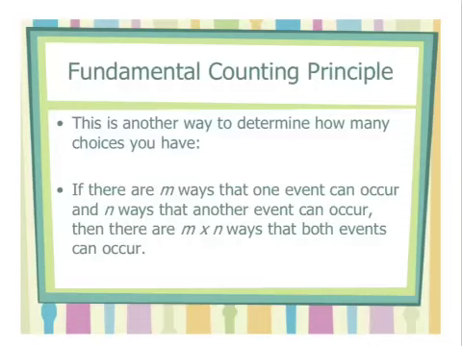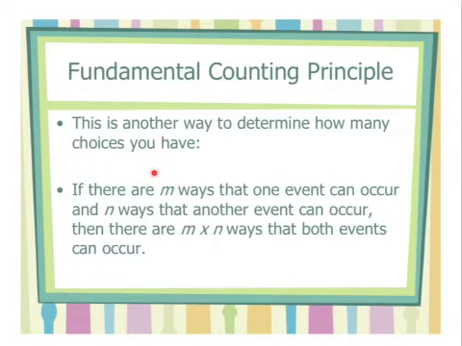For this next part of probability, we're going to go into the fundamental counting principle. This is a quicker way to determine how many possible choices we have without using a tree diagram. So if there are m ways that one event can occur and n ways that another event can occur, then there are m times n ways that both events can occur.